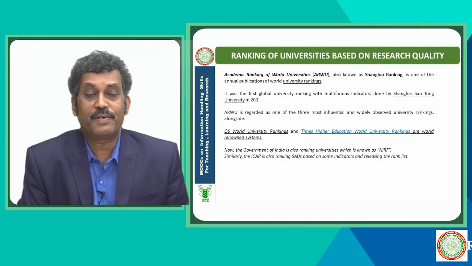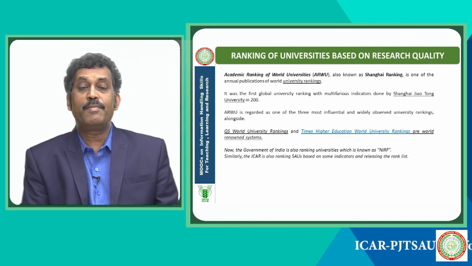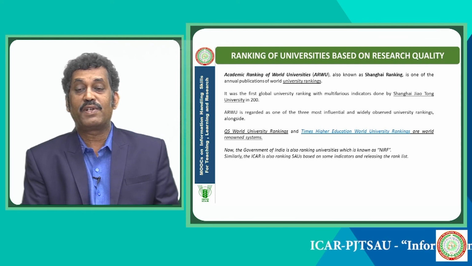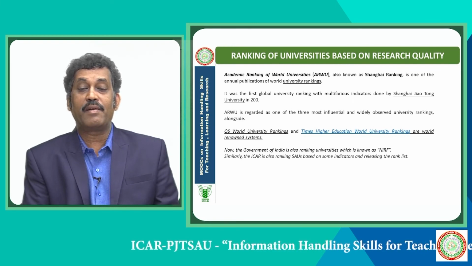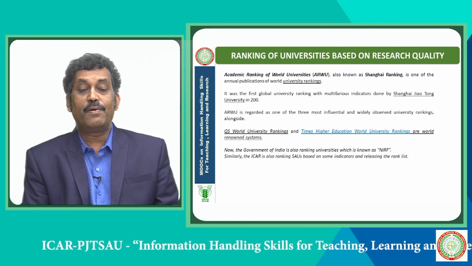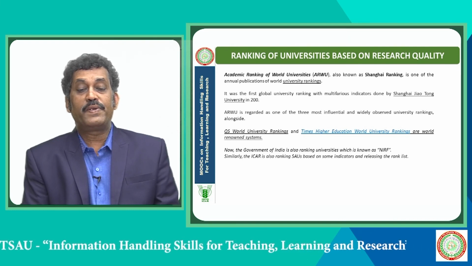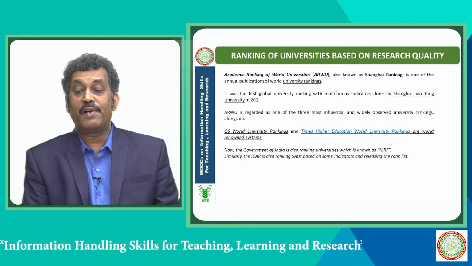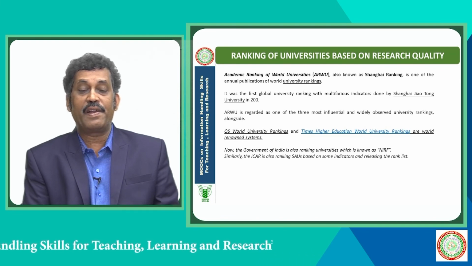Finally, we would like to see the ranking of universities based on research quality. The Academic Ranking of World Universities, known as ARWU, done by Shanghai University, is one of the important rankings. Probably it was the first ranking done at the international level. Now there are many rankings taking place. QS World University Rankings and Times Higher Education World University Rankings are very famous international level rankings.